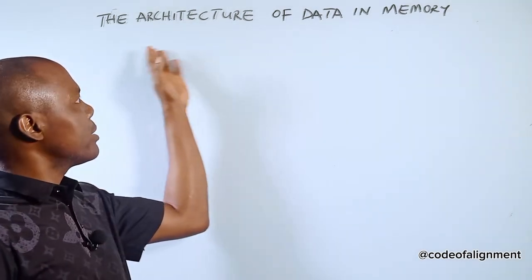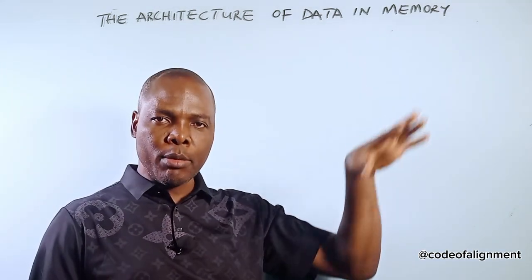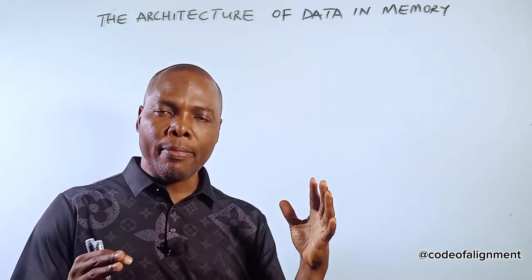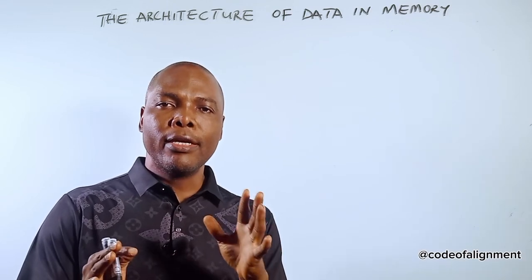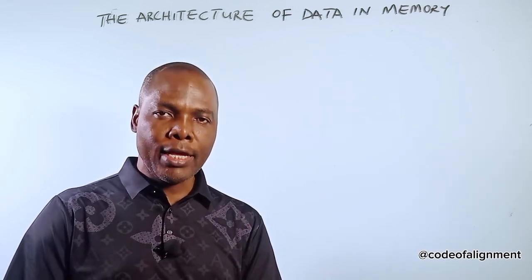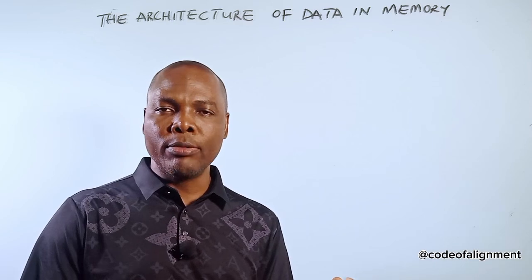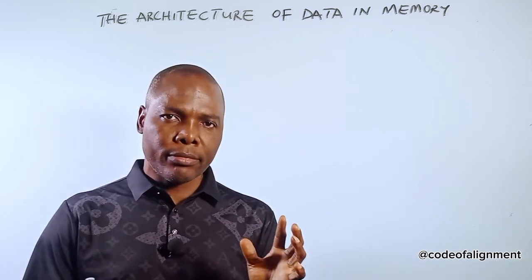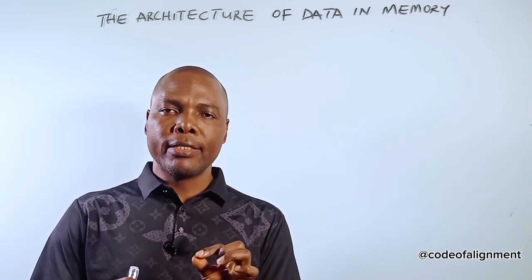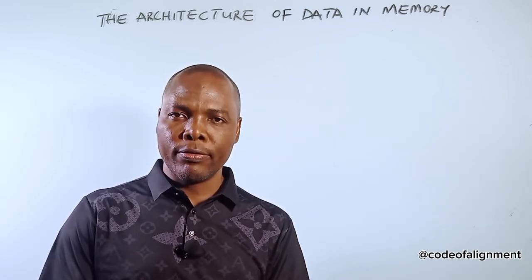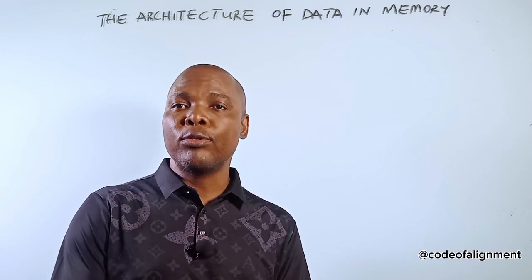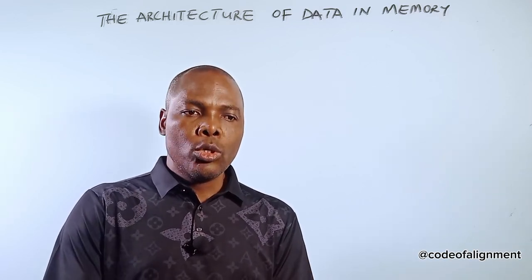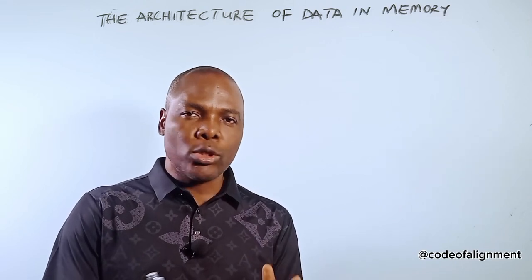Today we want to look at the architecture of data in memory. In the previous classes we've done the standard terminologies of DSA, and we have also seen data objects and data types. However, knowing what data is and how to process it is not enough. A computer system must know how to organize this data for efficient access. So this is where data structure comes in.